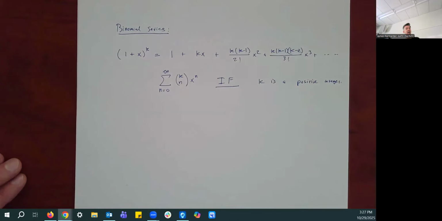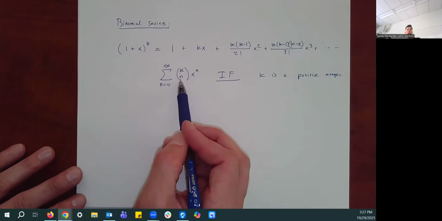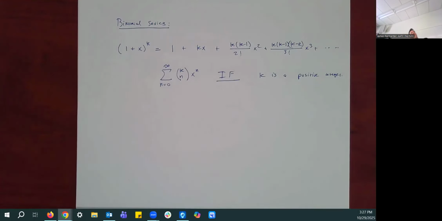The formula is not true if k is not a positive integer, right? This choose function here only works if k is bigger than n and it's an integer. There's no choose function for like 57.2 choose 3. You can't do that. Or at least, I don't know of a way that that's done. I'm not saying you can't do it, I just don't know if it's possible.